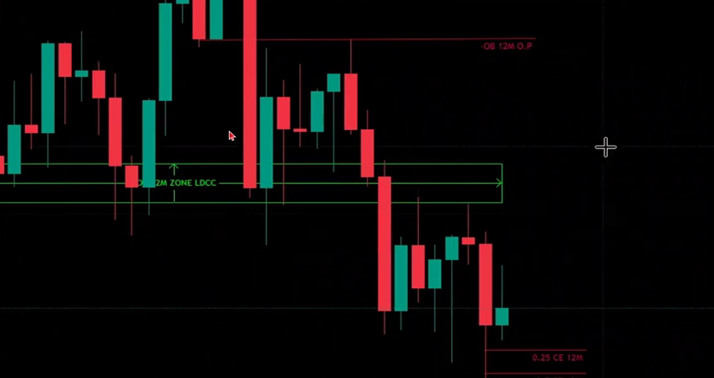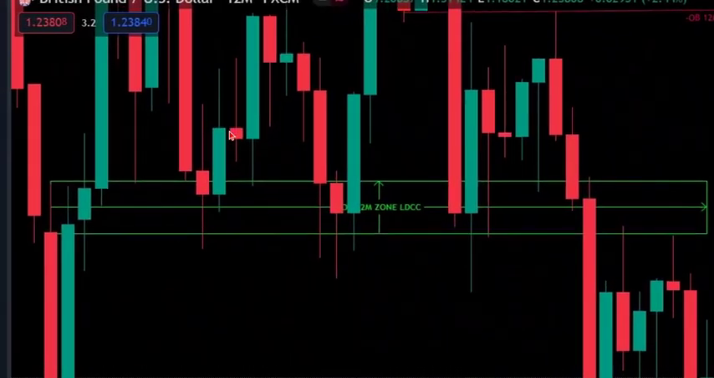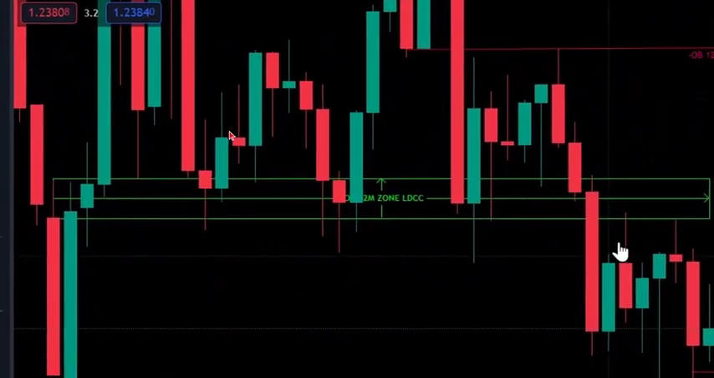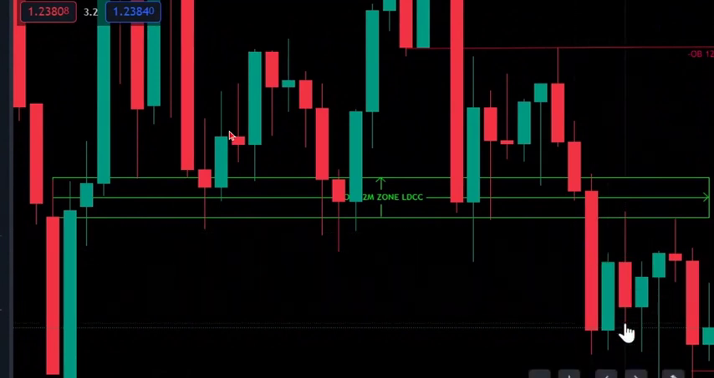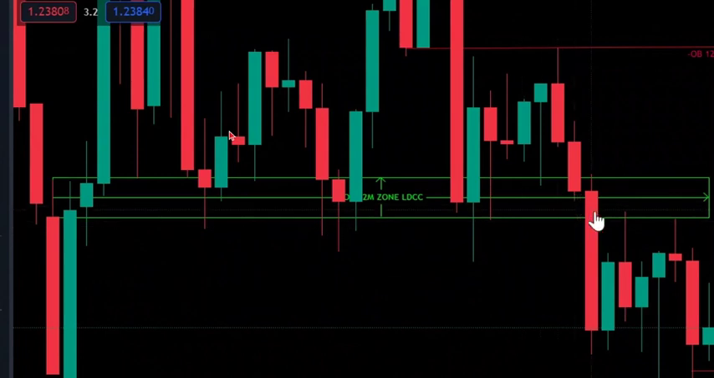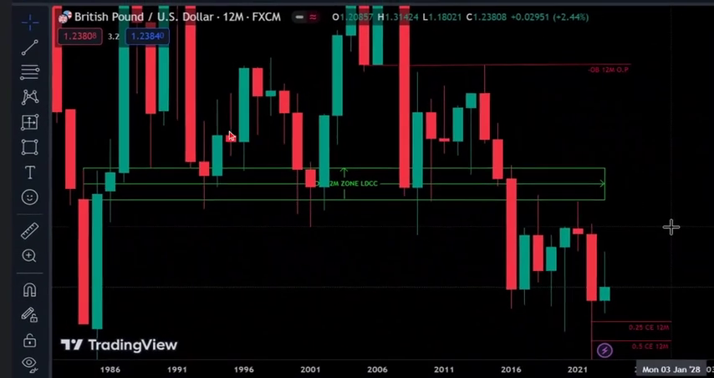But what I'm trying to tell you is that price will break and retest these zones. Every time you see price break a zone, the bullish order block like that with a big red candle, if it wants to go lower, it has to come back and retest the zone itself before it goes lower.